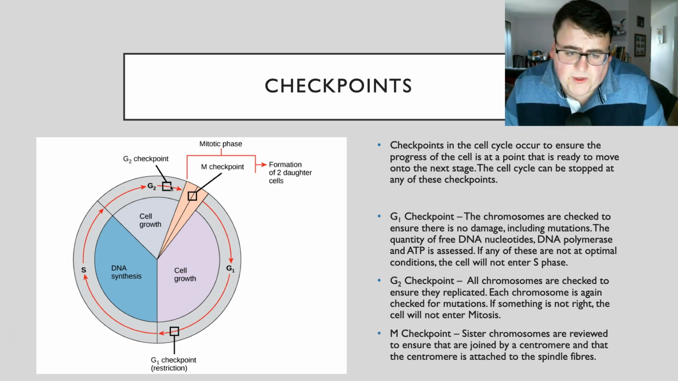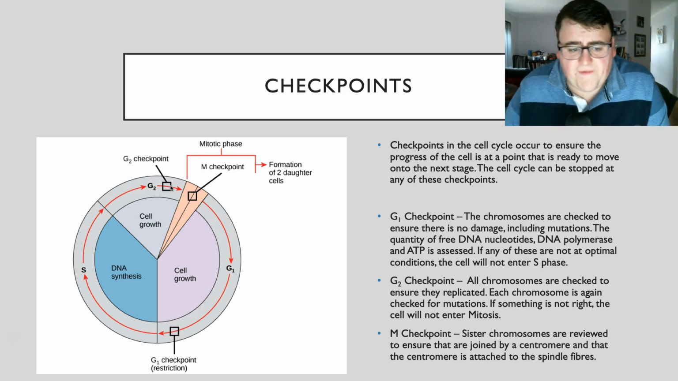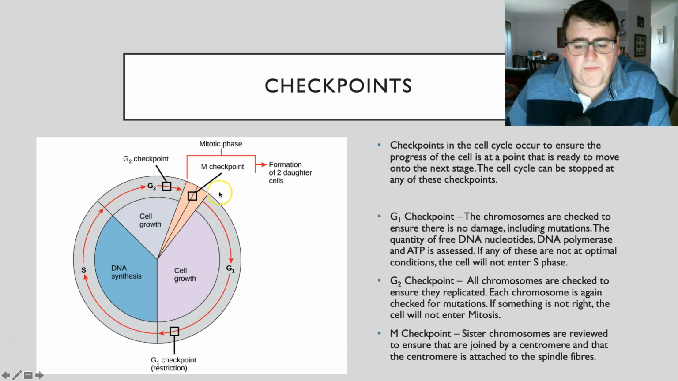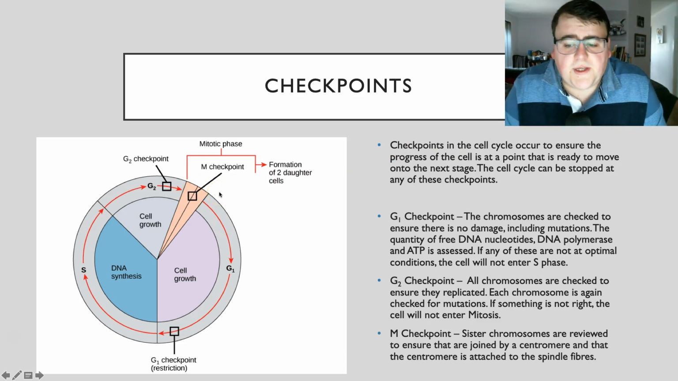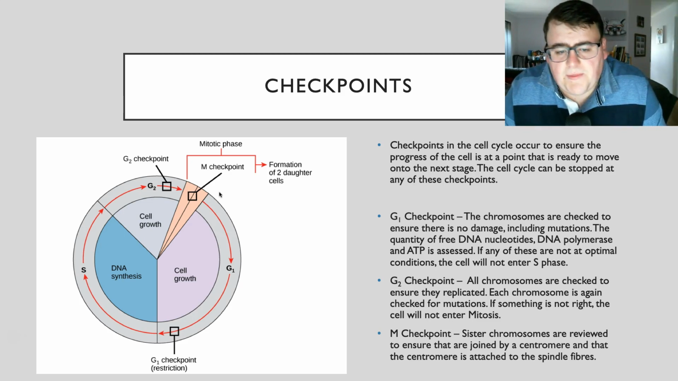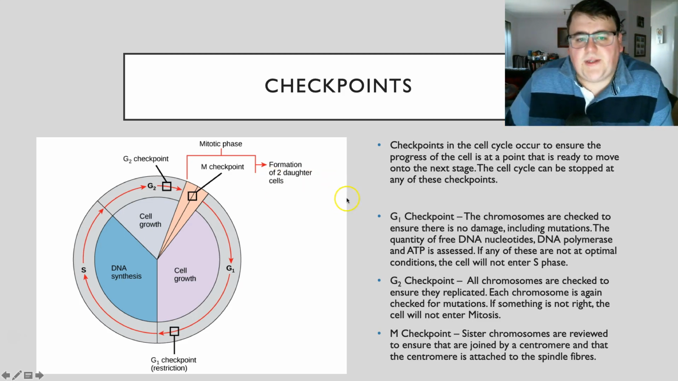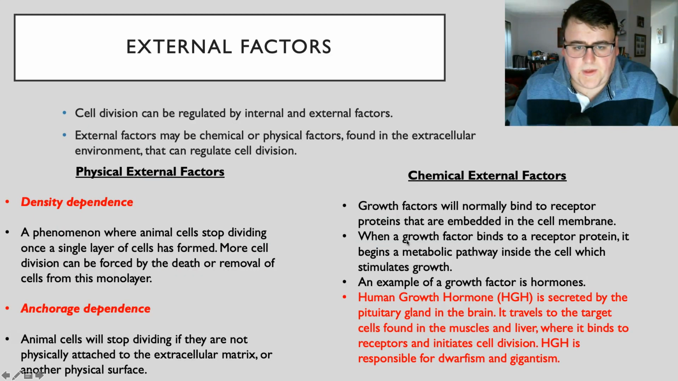In the mitotic phase, we go through the final checkpoint, the M checkpoint, which is happening just here, where sister chromosomes are reviewed to make sure they're actually joined by the centromere, and to make sure that the centromere is attached to both spindle fibers of the cell and can be pulled apart equally. They are the 3 checkpoints that the cell goes through in the cell cycle.